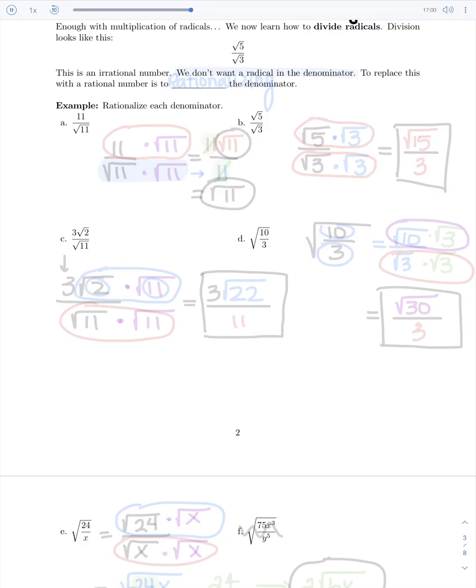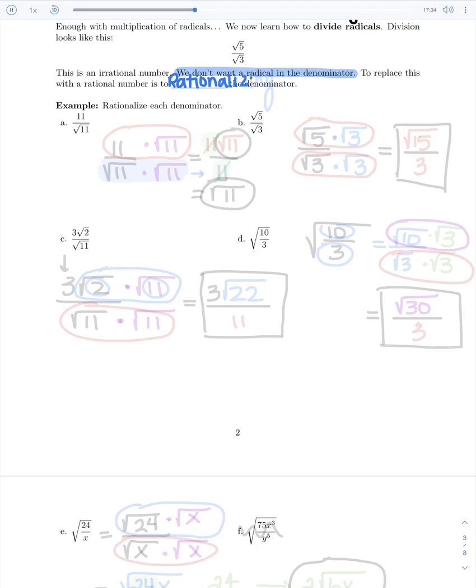Now let's take a look at division involving radicals. What's interesting is that we don't actually divide radicals. The problem with radicals is we don't want to leave a root in the denominator. So we don't want a radical in the denominator. The question is, how do we get rid of it? Well, if we're getting rid of a root in the denominator, there's a fancy term for this. It's called rationalizing.